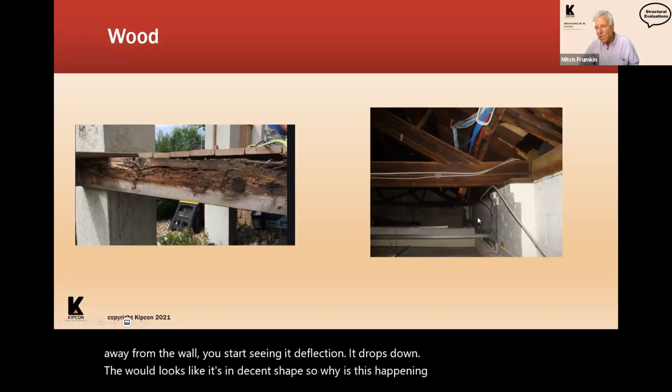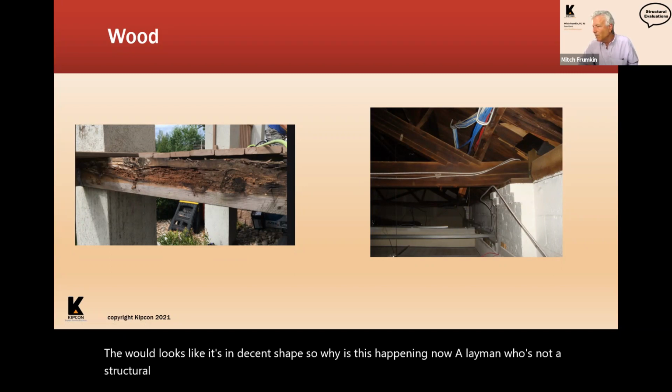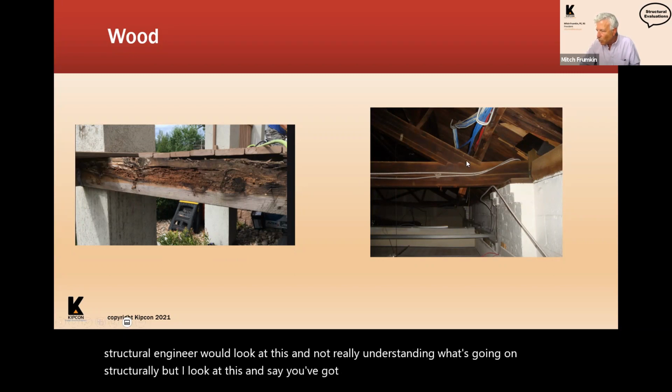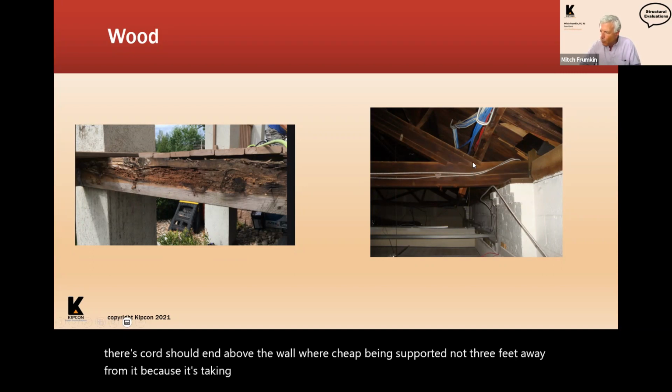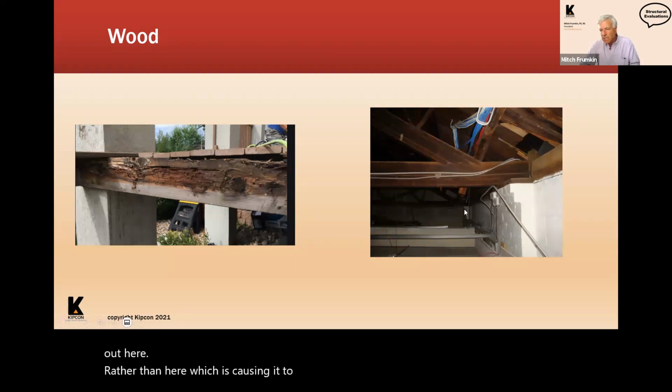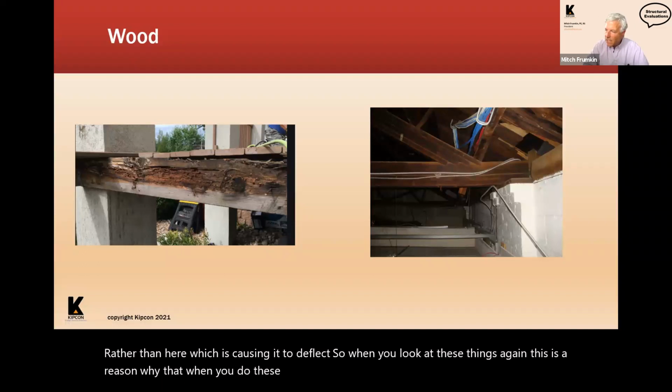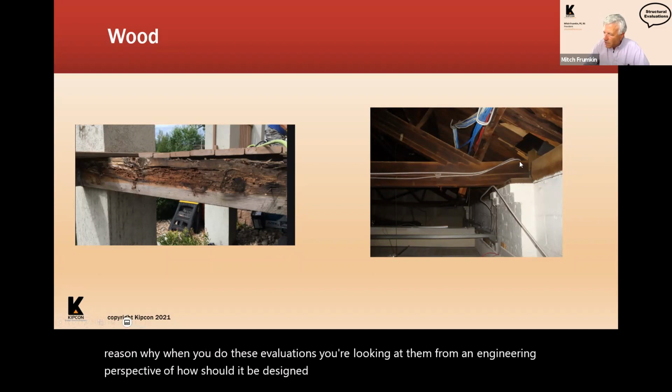Now, a layman who's not a structural engineer would look at this and not really understand what's going on structurally, but I look at this and say, you've got this top, what's called chord, coming down. Now, this chord should end above the wall where it's being supported, not 3 feet away from it, because it's taking the entire weight of the roof and putting it on this bottom chord out here rather than here, which is causing it to deflect. So when you do these evaluations, you're looking at them from an engineering perspective of how should it be designed and what's causing this deflection to happen.